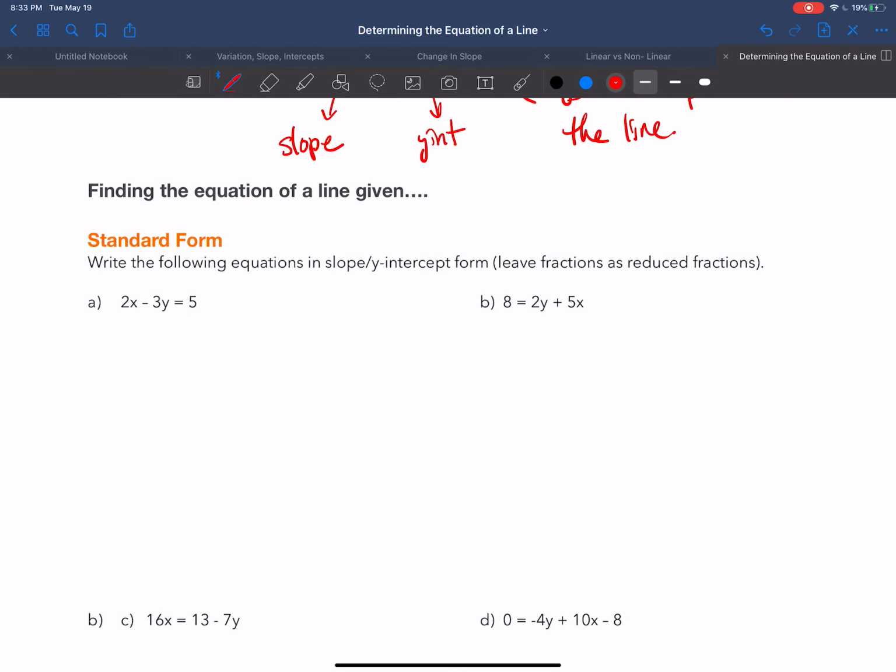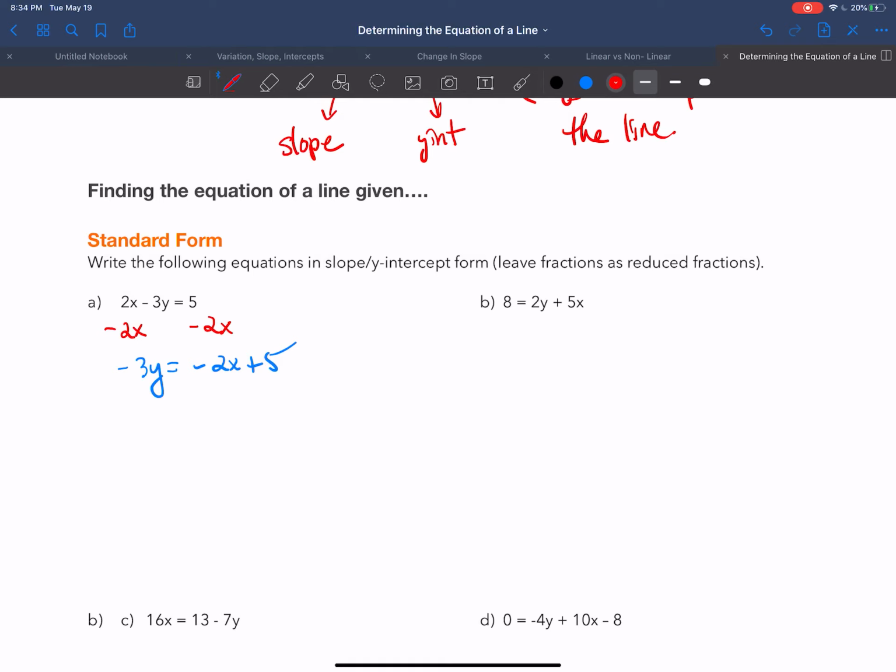Standard form. If we have standard form, what we can do is rearrange it to get y equals mx plus b. So we want to leave y by itself. We want to isolate y and get everything else on the other side. So I would subtract 2x. So I'm left with negative 3y equals negative 2x plus 5. And I just wrote the x first because I want to keep it in mx plus b form, so the x value first.